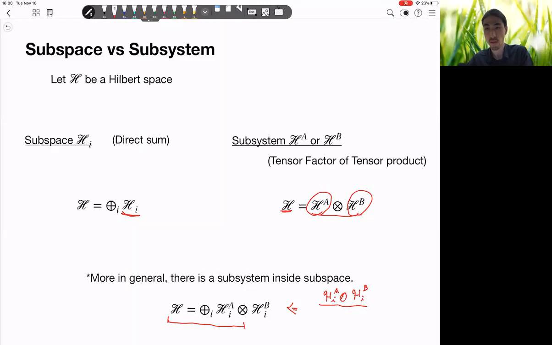So H_i^A now becomes a subspace instead of a subsystem. From this observation, you can naively see that a subsystem is a kind of generalization of a subspace.